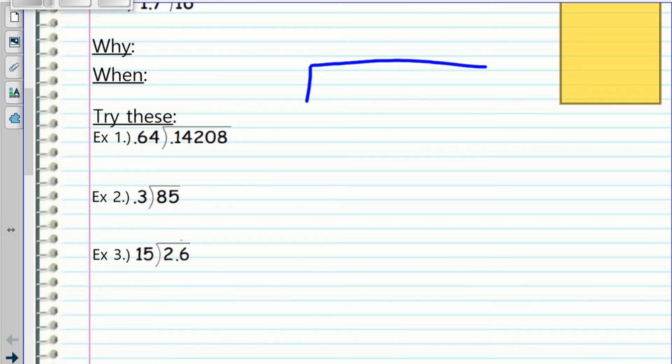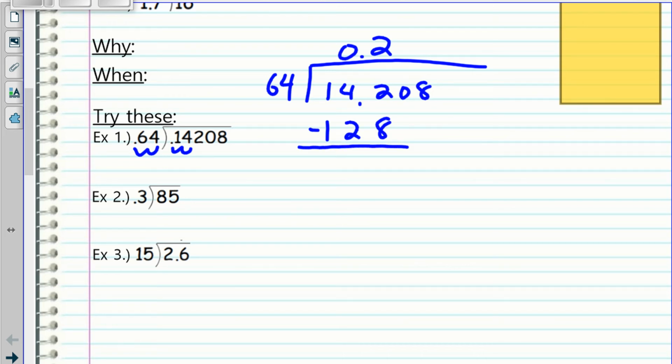So here, I'm just gonna do it here. 1, 2, 1, 2. So I got 14.208 divided by 64. All right, let's see where that goes. Now, 64 doesn't go into 14, so that's 0 times. I have my decimal there. Can 64 go into 142? You bet. How many times? Yep, twice. 2 times 4 is 8. 2 times 6 is 12. So that's 4, 14, right?